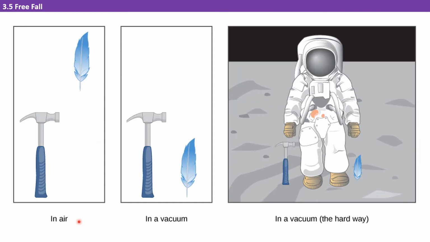Now section 3.5 is talking about free fall, and when you have objects falling in air, strictly speaking, it's not free fall. If you have an object such as a hammer and a feather dropping in a vacuum, then they're going to hit the ground at the same time if you drop them from exactly the same height. This experiment was performed on the moon during one of the Apollo missions.